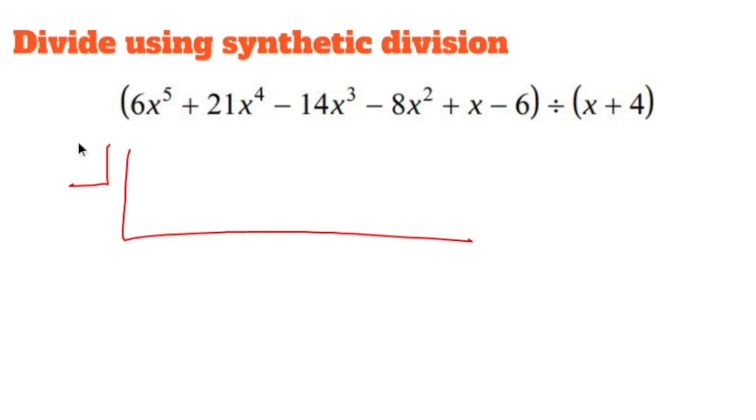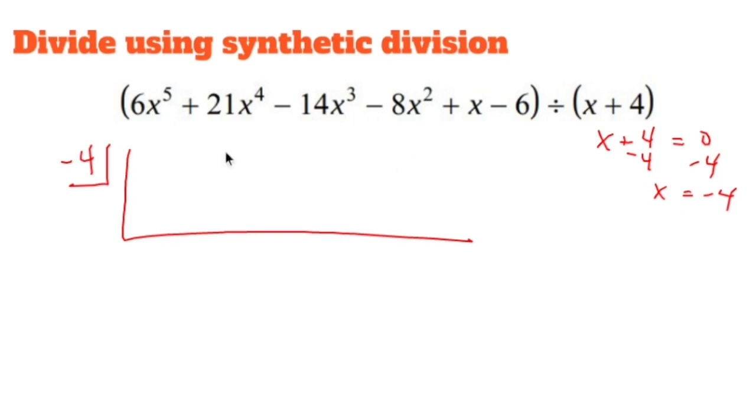What goes inside this little box is the root of this factor. The root is whatever makes this factor equal to 0. So quick math would be x plus 4 equals 0, subtract 4, x equals negative 4. So let's throw negative 4 in here.